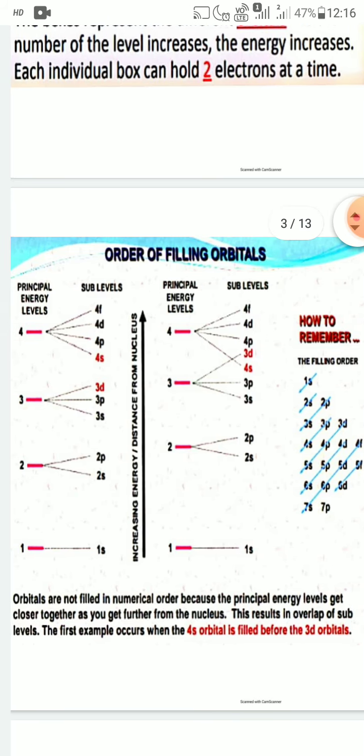I have told in the previous video the energy order. And now, the order of filling orbitals by electrons. How to remember? First, I have told that first electrons will enter into lower energy orbital. So the lowest energy orbital is 1s, then 2s, 2p. Okay, so electron will enter in 1s orbital first, then 2s, then 2p, 3s, then 3p, 4s.